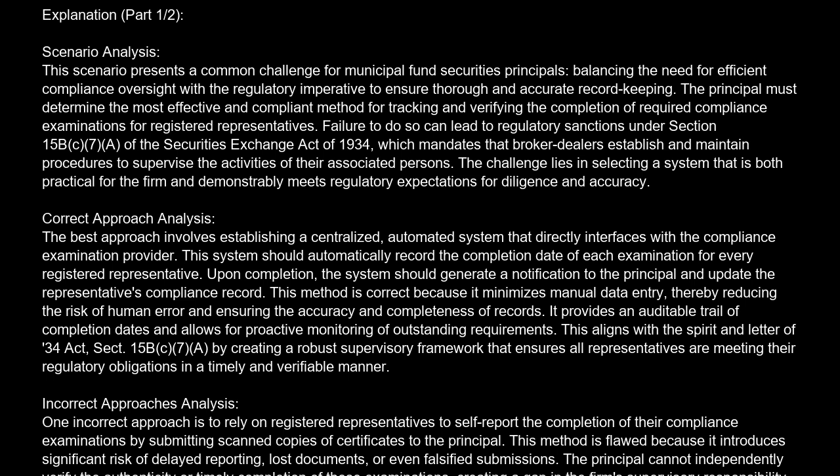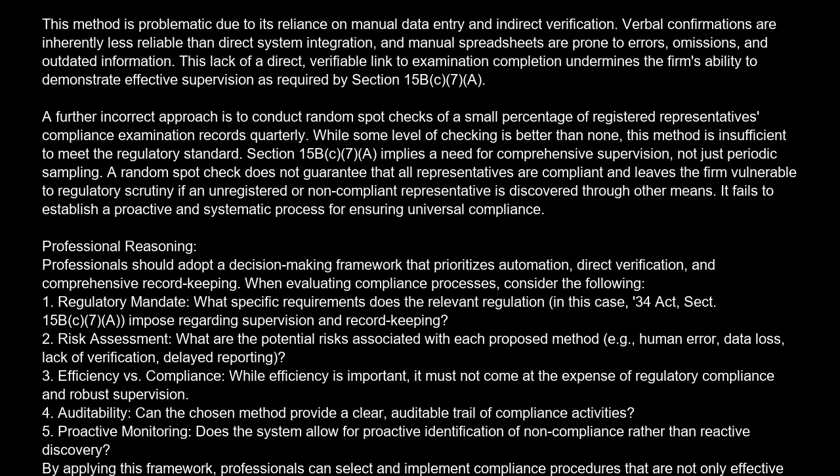Another incorrect approach is to maintain a spreadsheet manually updated by an administrative assistant based on periodic verbal confirmations from registered representatives. This method is problematic due to its reliance on manual data entry and indirect verification. Verbal confirmations are inherently less reliable than direct system integration, and manual spreadsheets are prone to errors, omissions, and outdated information. This lack of a direct, verifiable link to examination completion undermines the firm's ability to demonstrate effective supervision as required by Section 15B(c)(7)(A).